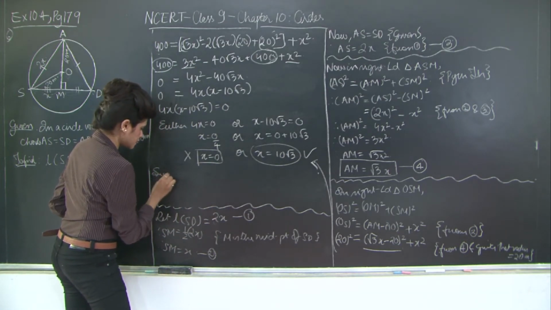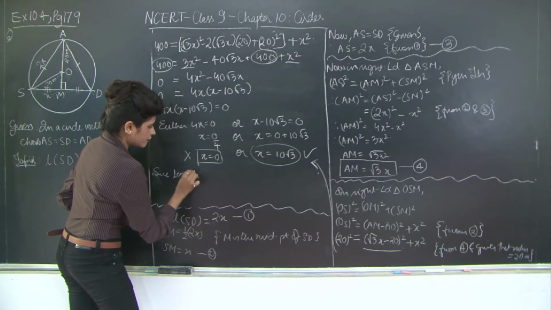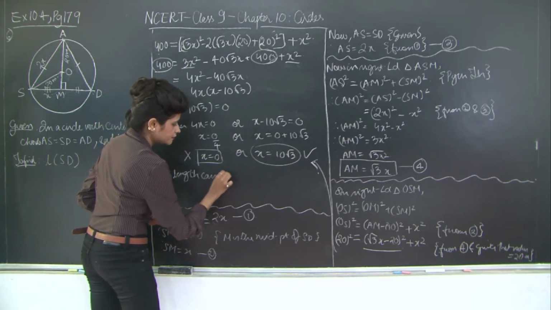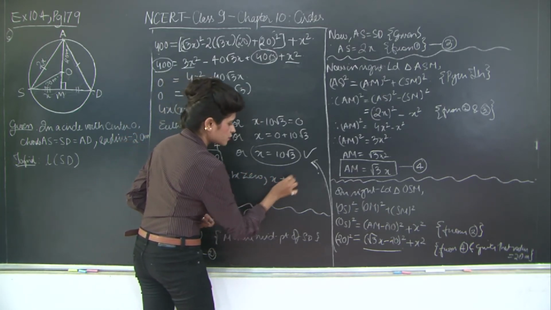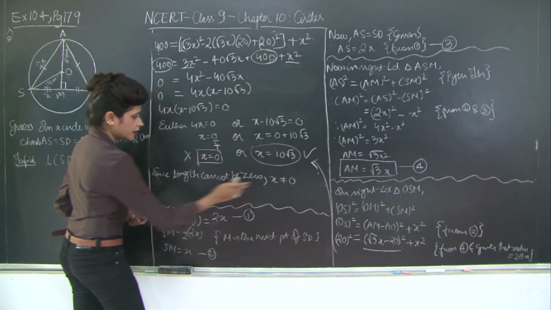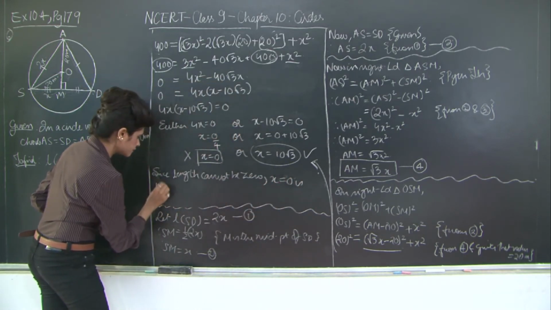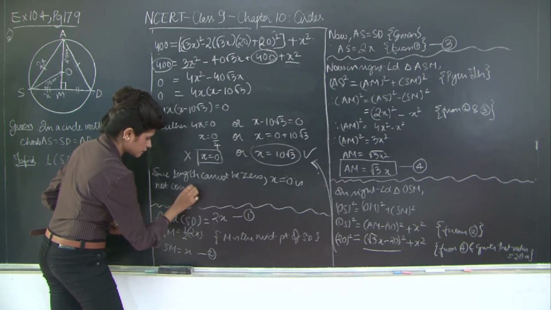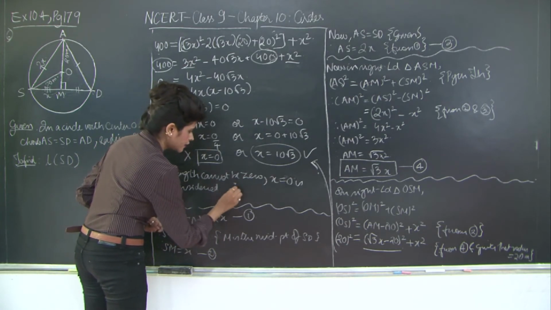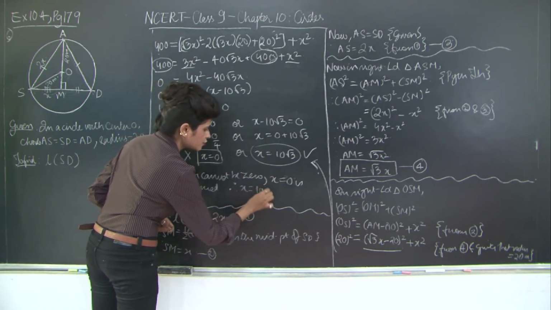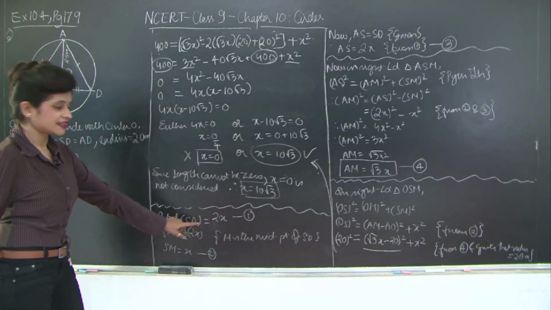Since length cannot be 0, x is not equal to 0, or x is equal to 0 is not considered. Right? Therefore, x is equal to 10 root 3. But what do we need? We need the length of SD, which is 2x.